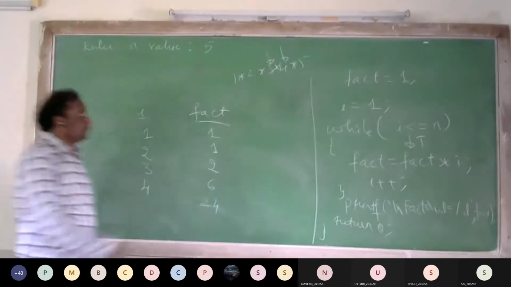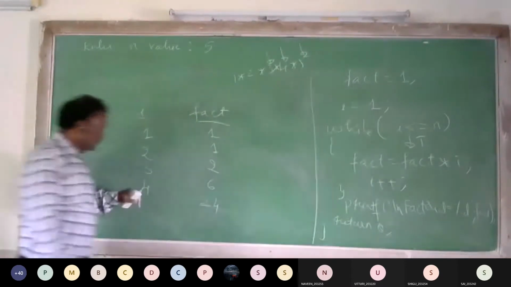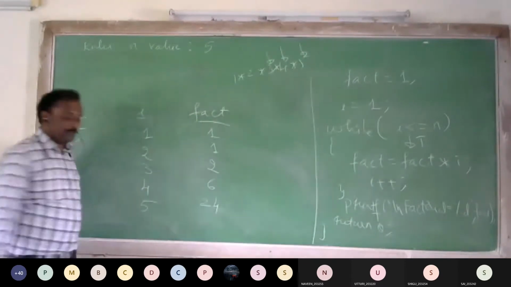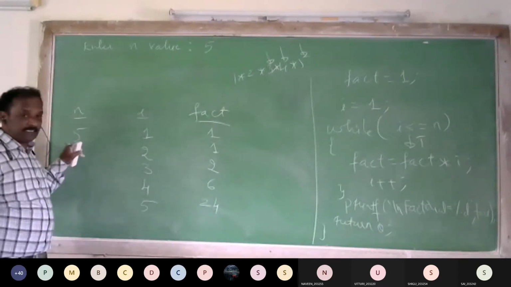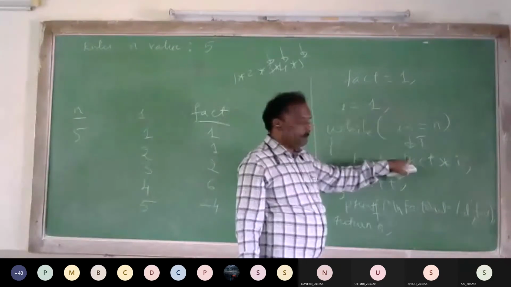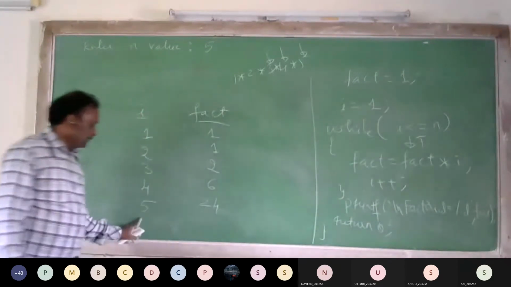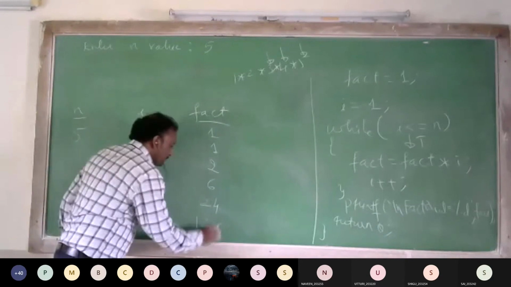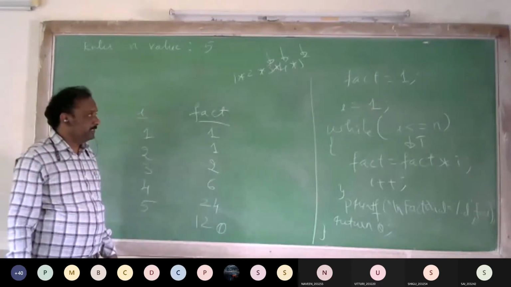Now, to get this next number, I need to increase I plus plus. 4 plus 1, 5. 5 less than or equal to 5? Yes. True. True means inside. Fact is equal to fact into I. 24 into 5, 120. The new value of fact is 120.